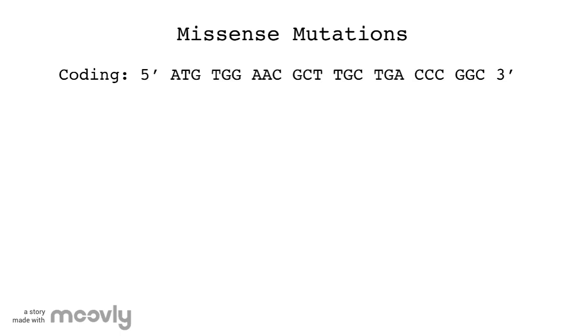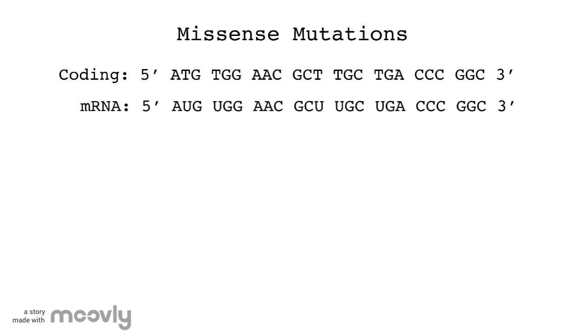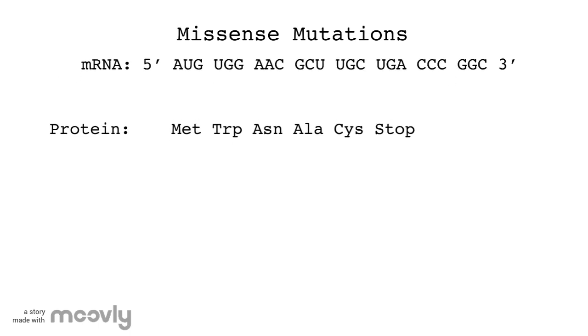Before we go over an example, this is the coding strand of our normal sequence we'll be using to display the mutations. This is the corresponding mRNA sequence, and this is the corresponding sequence of amino acids that will form our protein. For now, we'll get rid of the coding strand and focus only on the mRNA and protein.